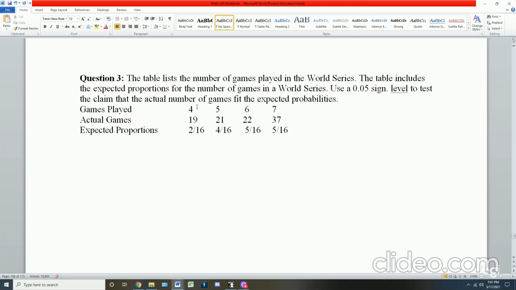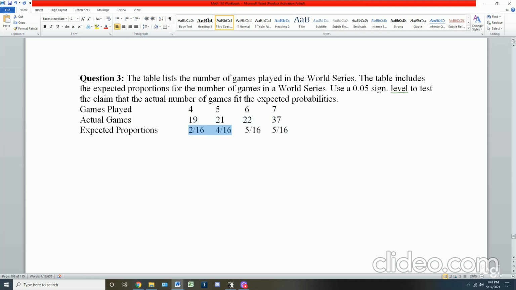Now, here are the number of games. So if you're in the World Series, it's best out of 7. So this is when you swept somebody, you won the first 4 games; you won 4 out of the 5 games; you won 4 out of the 6 games; and you guys tied at 3-3 and you won the last game. So these are the actual observed values.